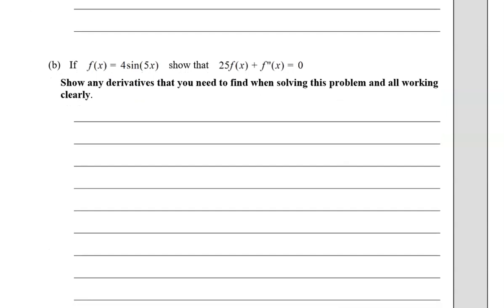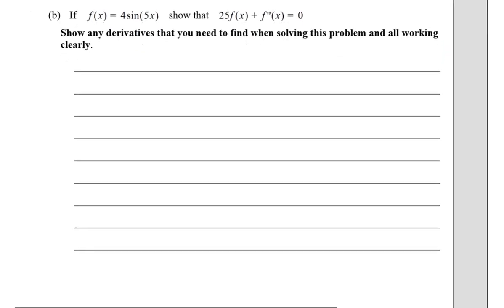For part B, we've got f of x is 4 sine 5x, and we want to show that this particular statement is true. So to do that, we need to find f dash of x in order to find f double dash of x. So sine differentiates to cos, and we need to multiply by the 5 that's inside that using the chain rule, so we get 20 sine 5x.